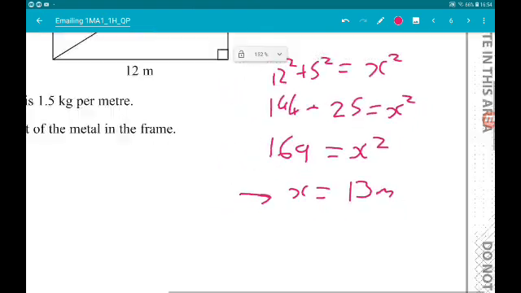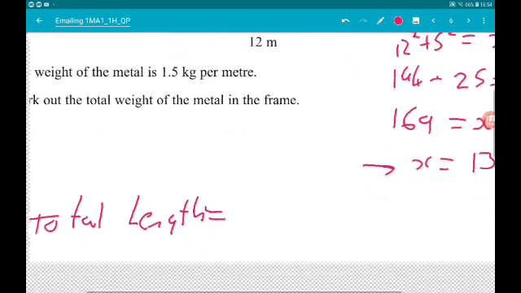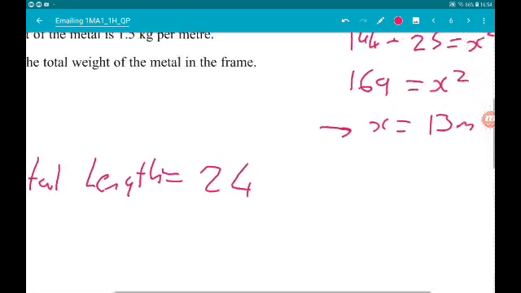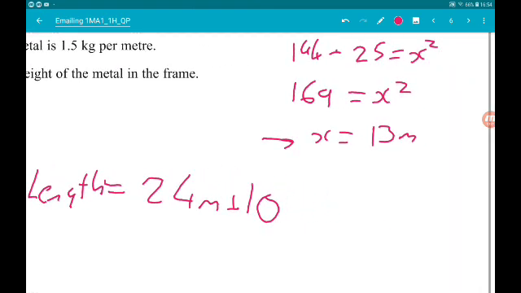So now we can work out the total length. So we got 2 times 12, which is 24. And 2 times 5, which is 10. And then our 13. So that is 34 add 13 is 47. So 47 meters.